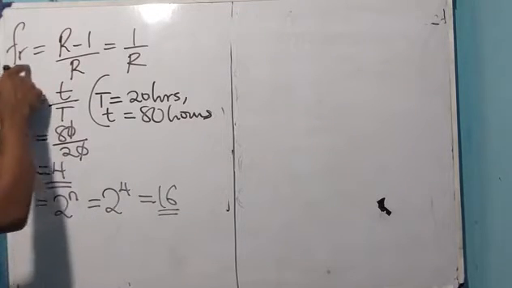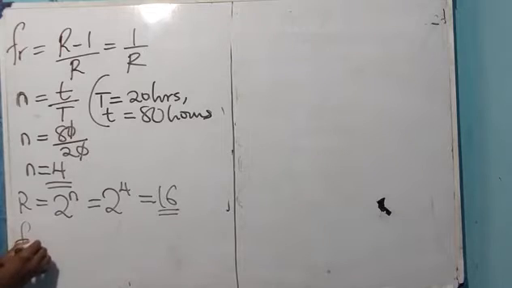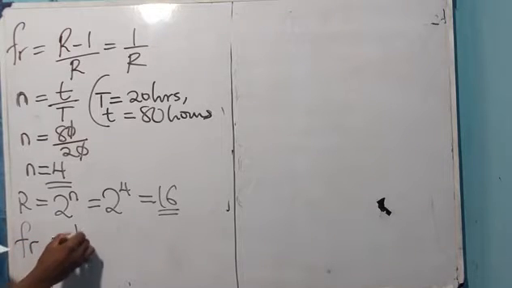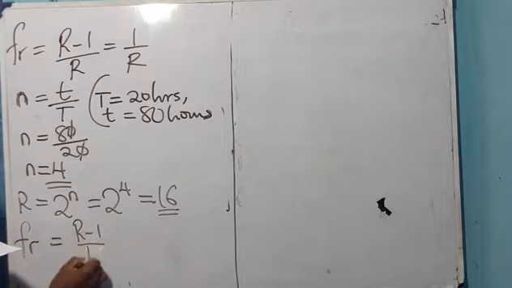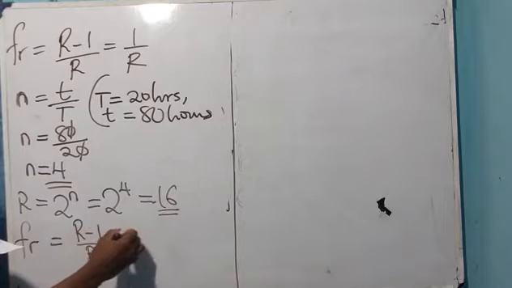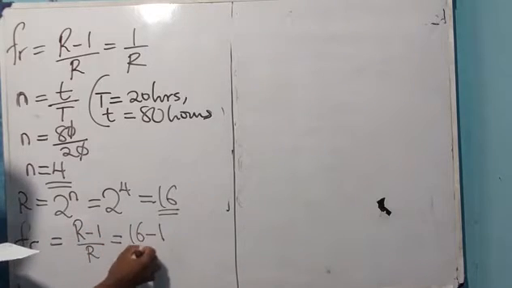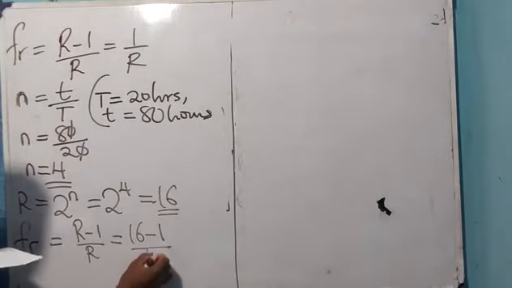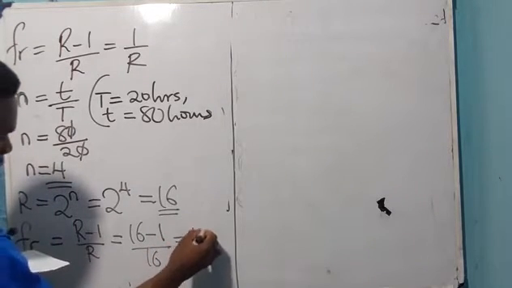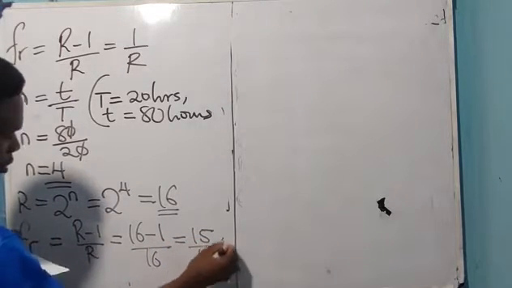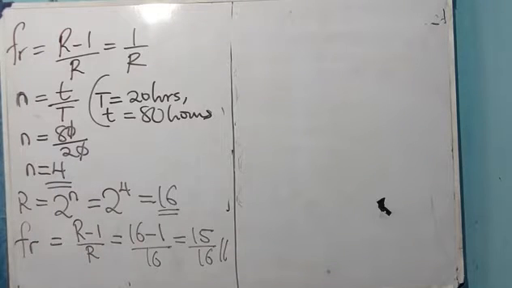And say what fraction? You come back here now. The fraction remaining is equals to (R minus 1) over R. That means that 16 minus 1 over 16. And this is going to be 15 over 16. So this is the answer.